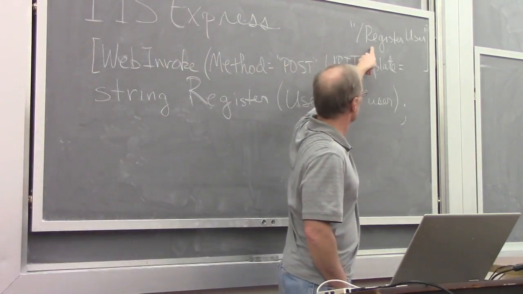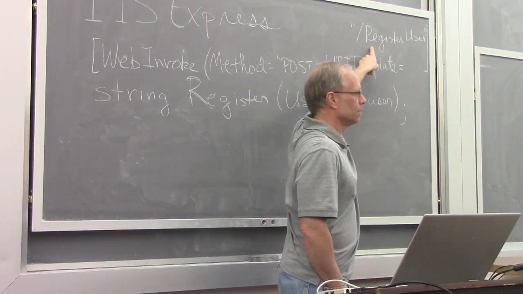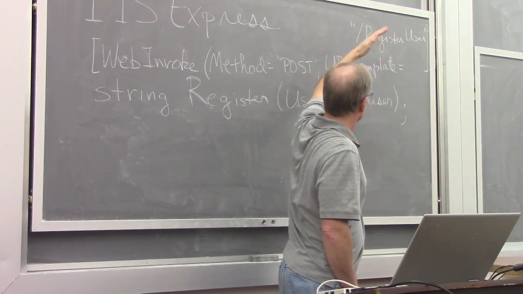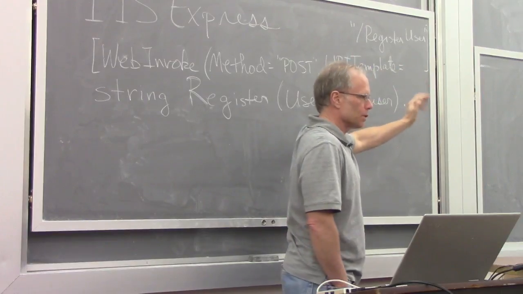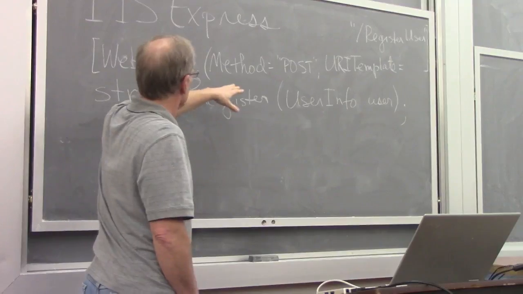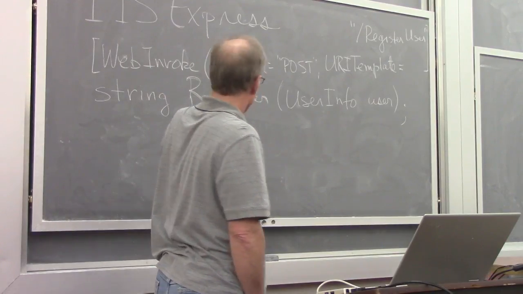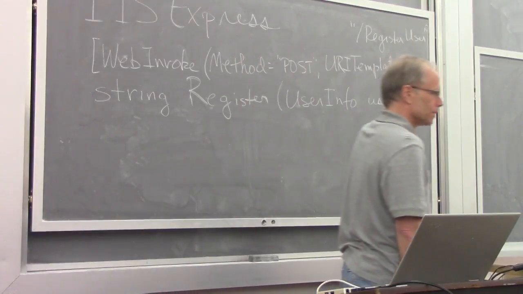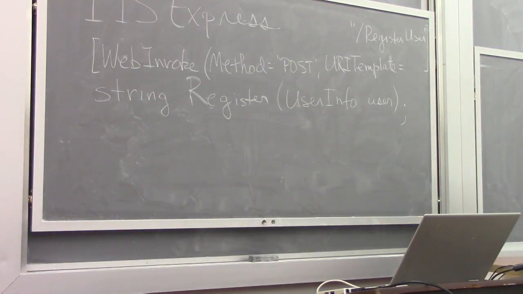And what's the use of this here? That's the endpoint. Right. So you're going to register a user. The URL should end with register user. So if we get a register user request, that's a post, call this method. That's essentially what we're telling the server to do for us.